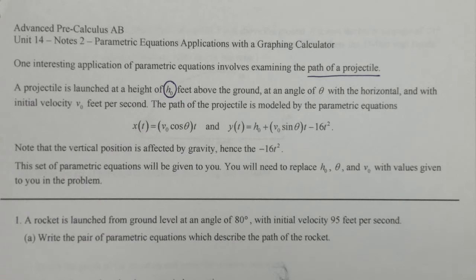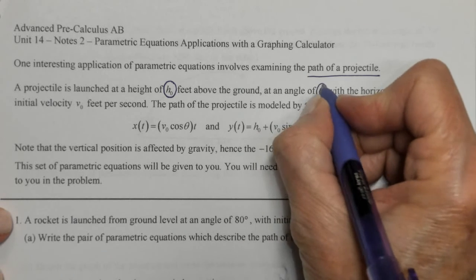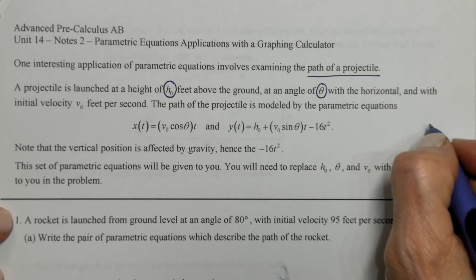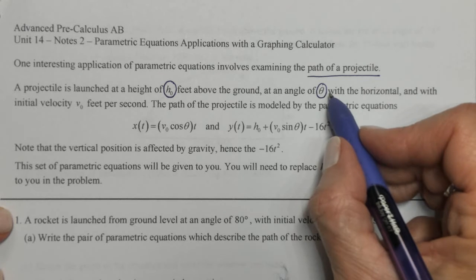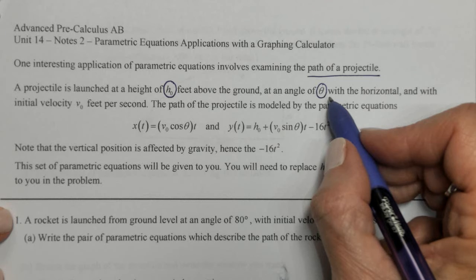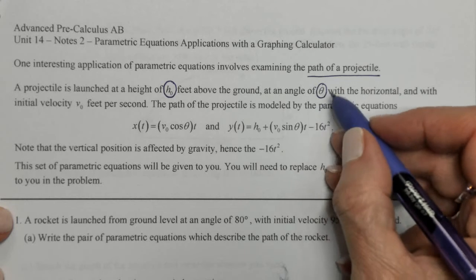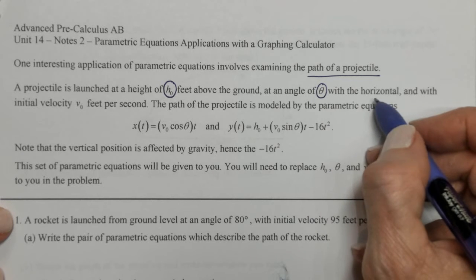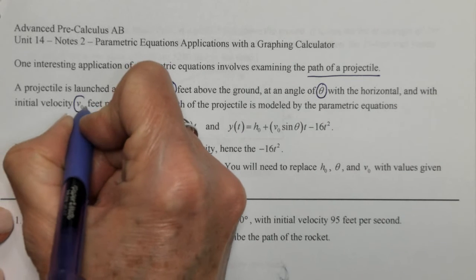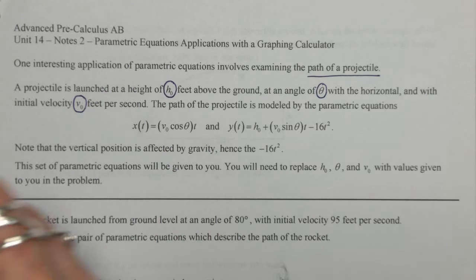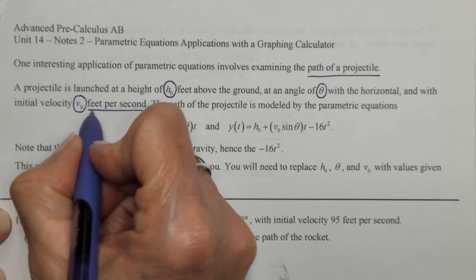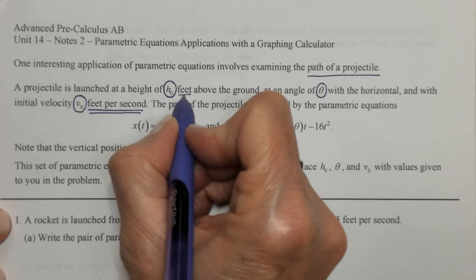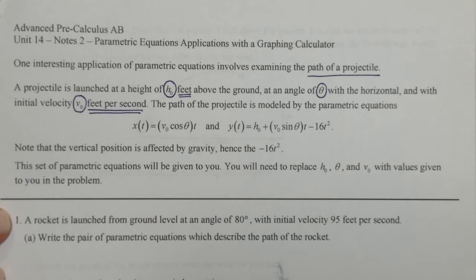Feet above ground at an angle of theta with the horizontal. That can be in degrees or radians. For our problems, just to get a better idea of them, we're going to have that in degrees. So when I go to the calculator, we'll be in degree mode. And an initial velocity of v naught, feet per second. So note our units here. h is in feet, velocity is in feet per second, so time is in seconds here.